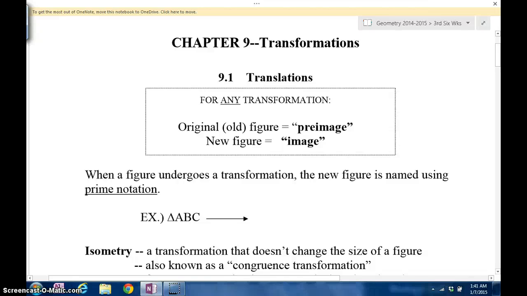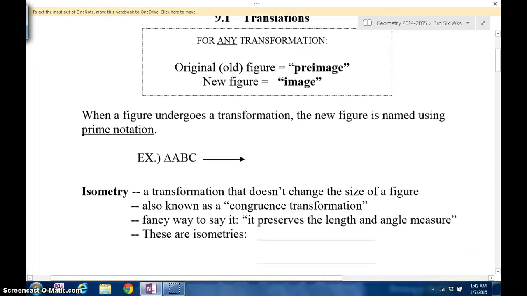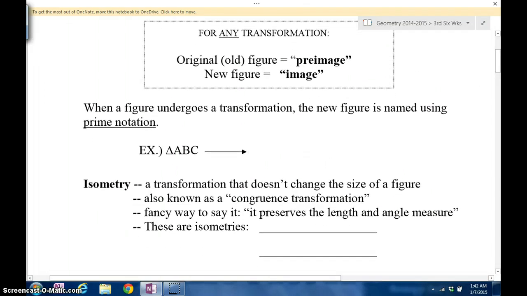Okay, this is our chapter 9 unit of transformations. We're going to look at translations. First of all, some terminology. Original figure is your pre-image. It's also called your old figure, and your new figure is called the image. When a figure undergoes a transformation, the new figure is named using prime notation. So the example triangle ABC, when it goes through the transformation, is now triangle A prime, B prime, C prime.